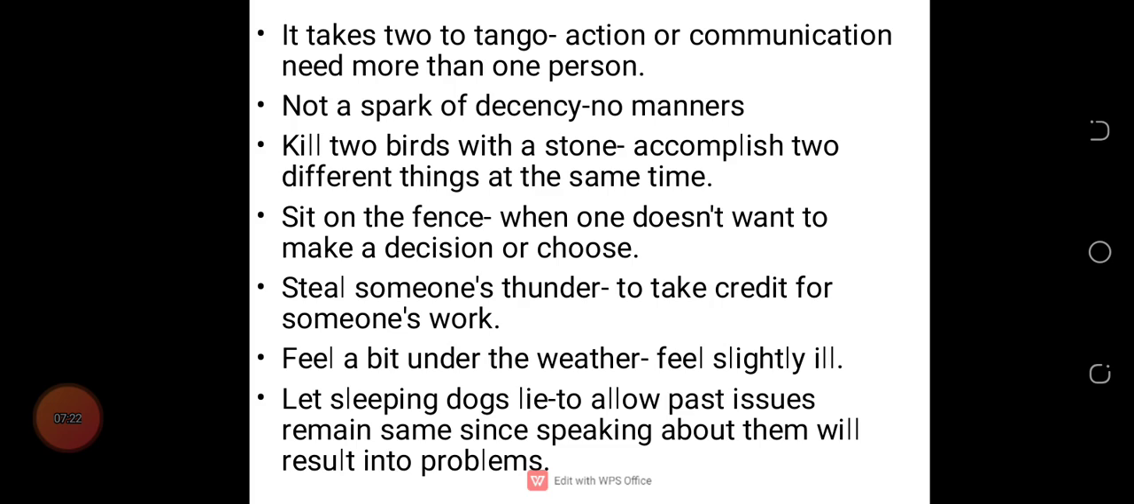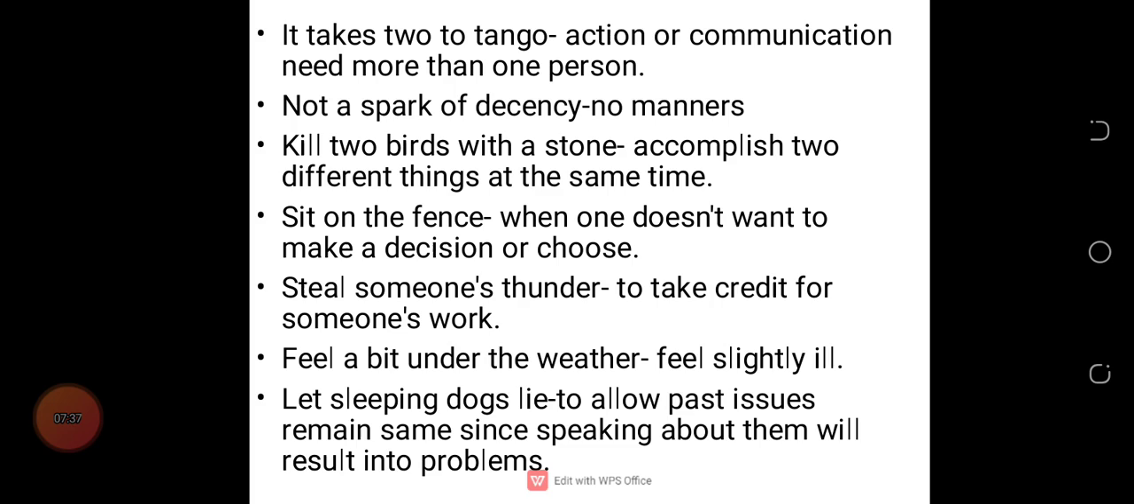Sit on the fence. This is when one doesn't want to make a decision or choose, okay? It could also mean that the person is idle, sitting on the fence.